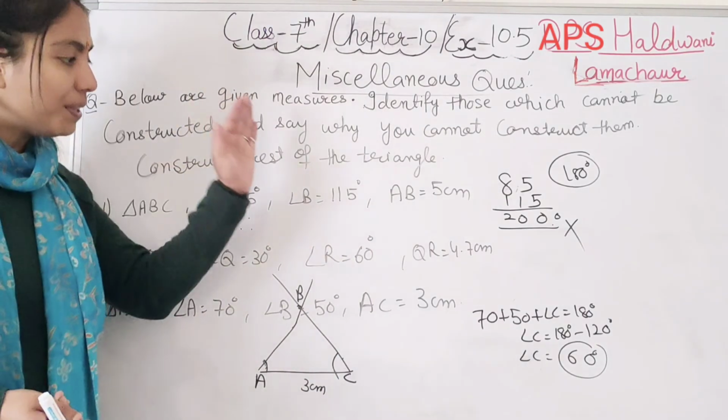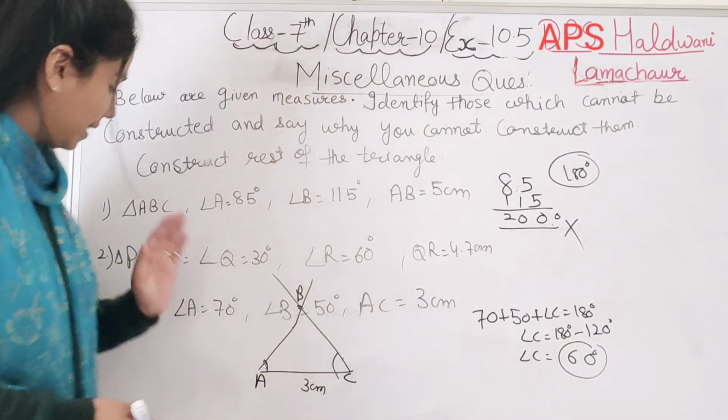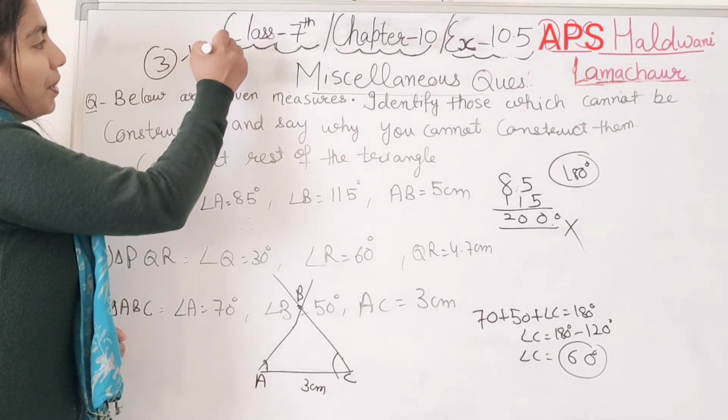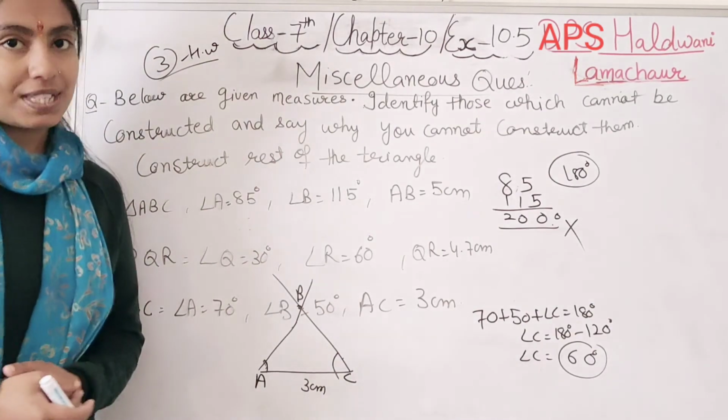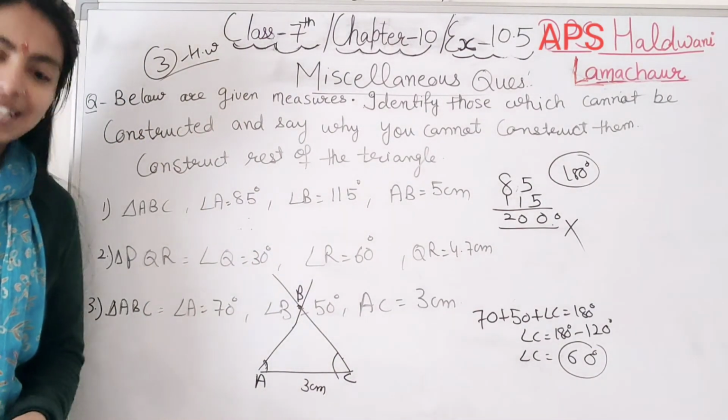Right, students? On the basis of these types of questions only, you have some more questions. 3 I have solved over here. 3 more are there that you can try on your own, if it is possible. So 3 you can try on your own. Right, students? Questions are very simple.